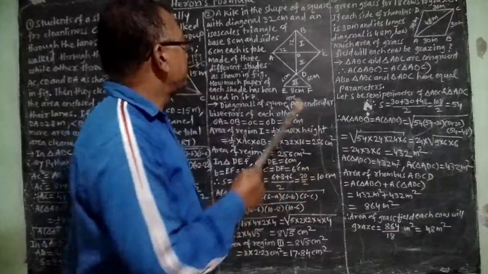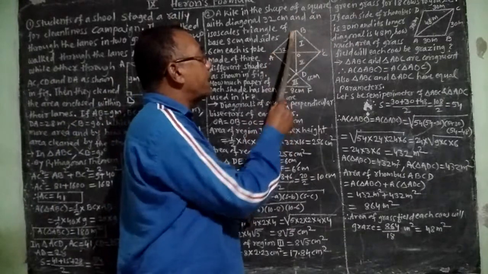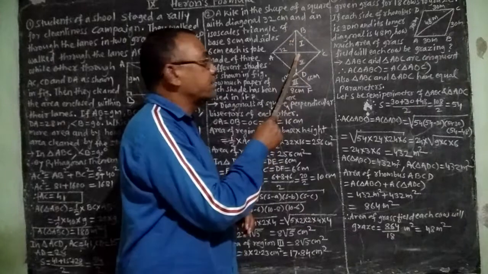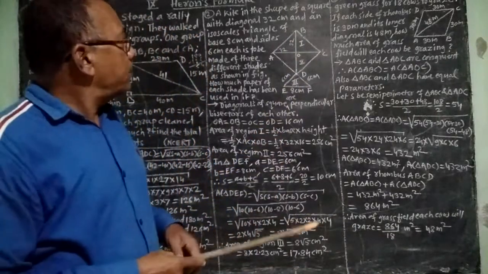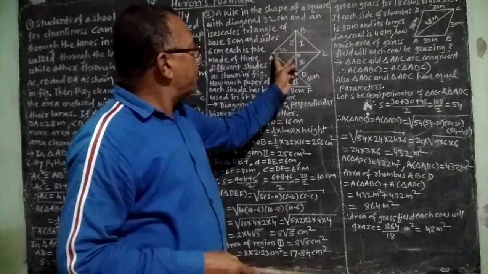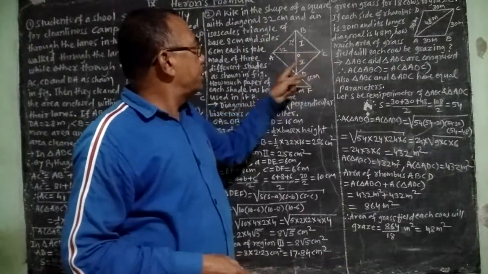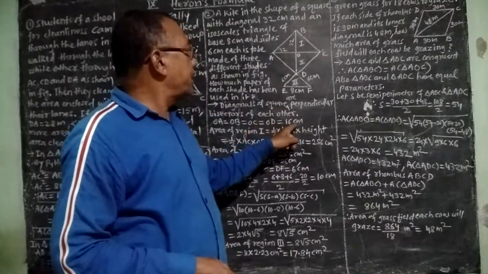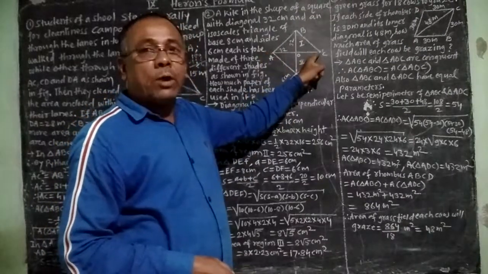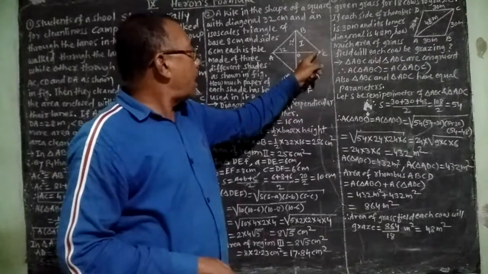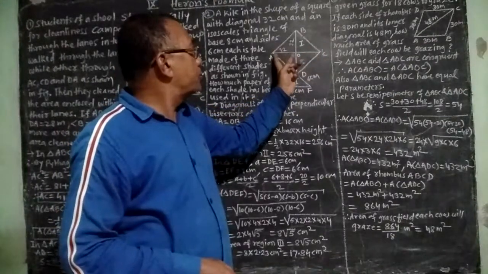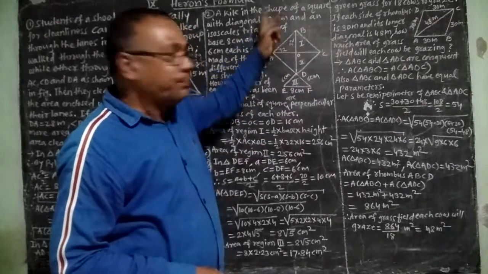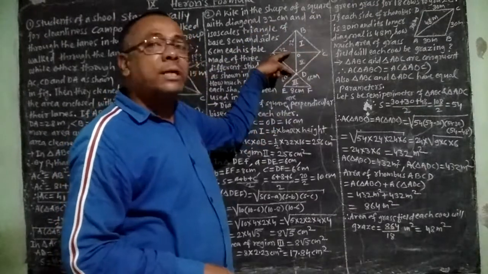Here, if the two diagonals AC and BD are intersecting each other at O, then we know that OA is equal to OB is equal to OC is equal to OD, and that is equal to 16 centimeter, because the total length of the diagonal is 32. So half of 32 means 16. So OA is equal to 16, OB is equal to 16, OC is equal to 16, as well as OD is equal to 16.